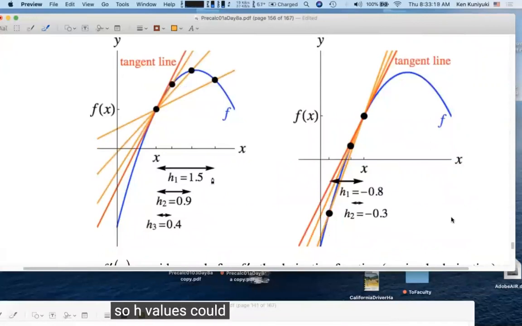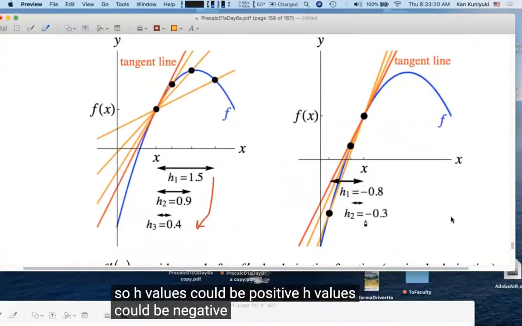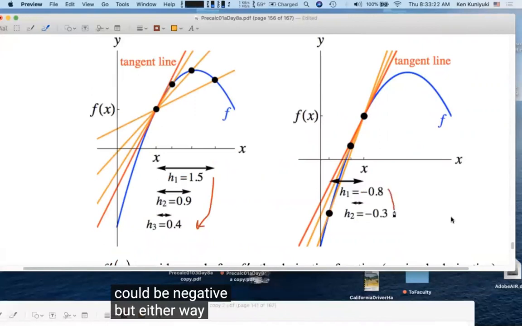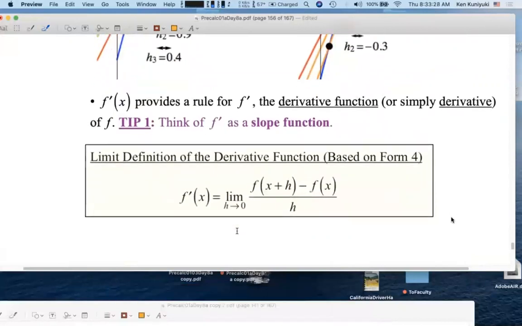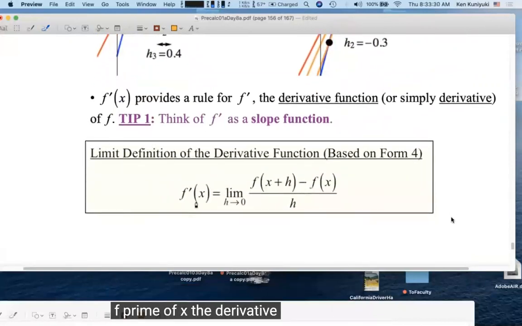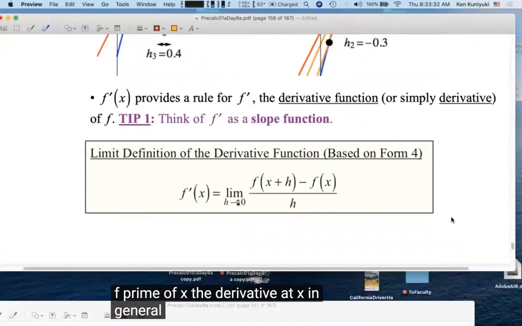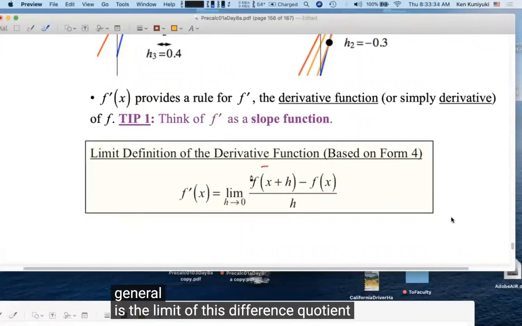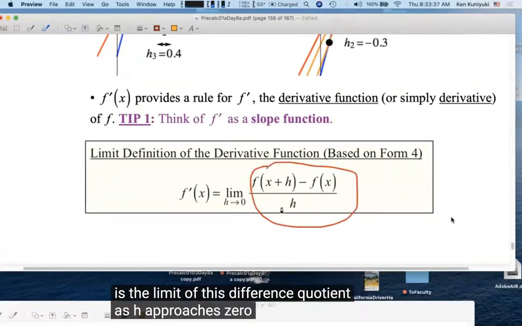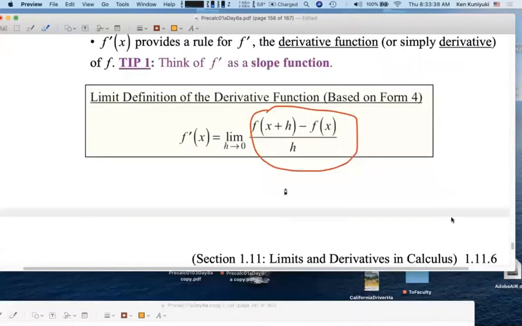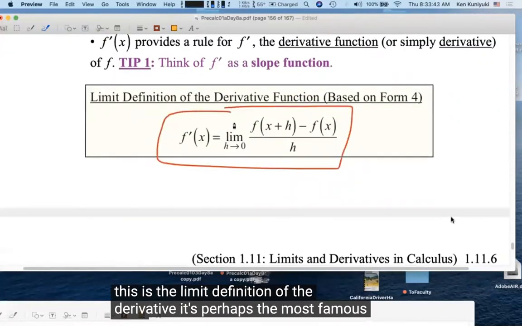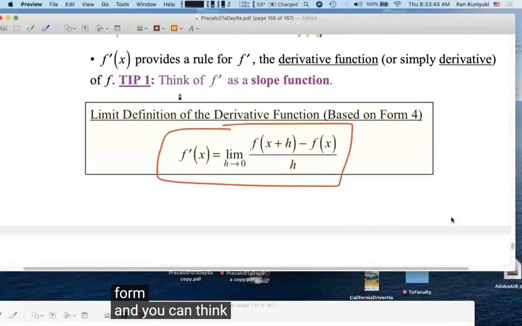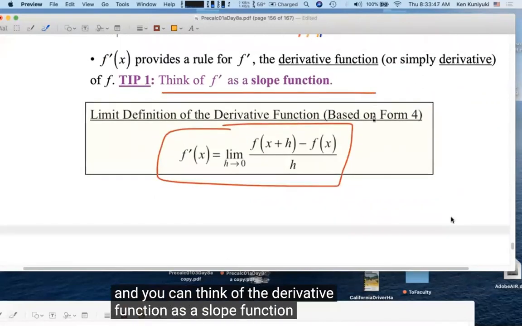So h values can be positive, h values can be negative, but either way, they're approaching 0. The run. F prime of x, the derivative at x in general, is the limit of this difference quotient as h approaches 0. This is the limit definition of the derivative. It's perhaps the most famous form. And you can think of the derivative function as a slope function.